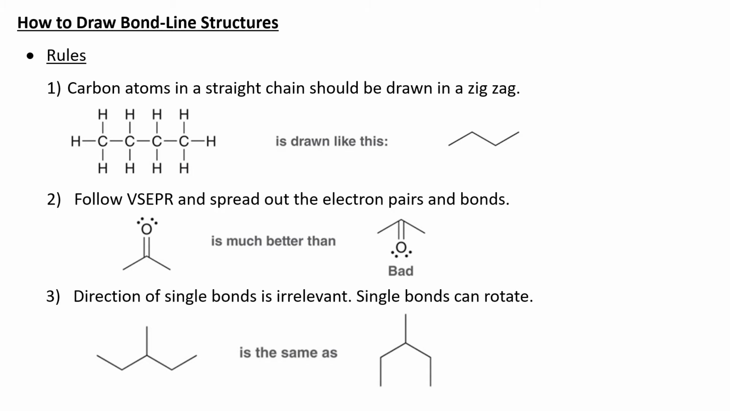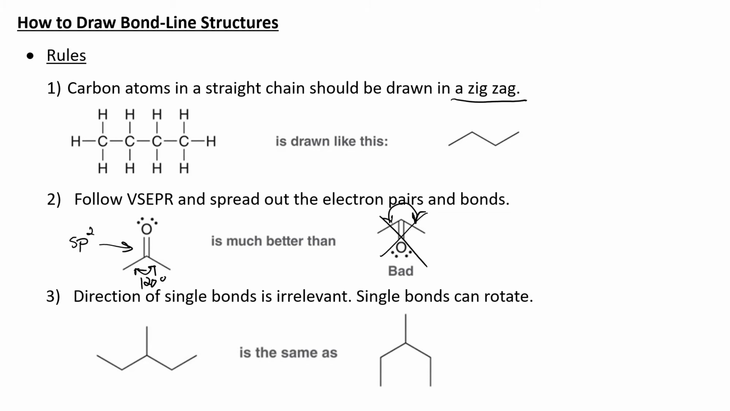When we draw bond-line structures, make sure that carbon atoms in a straight line are drawn in a zigzag. This is maintaining a more accurate bond angle. If you recall, the VSEPR theory tells us that bond angles for sp3 hybridized carbons are approximately 109.5 degrees. For sp2 hybridized carbons, the bond angles should be approximately 120 degrees. So this is an incorrect representation because that bond angle is nowhere near 120 degrees.